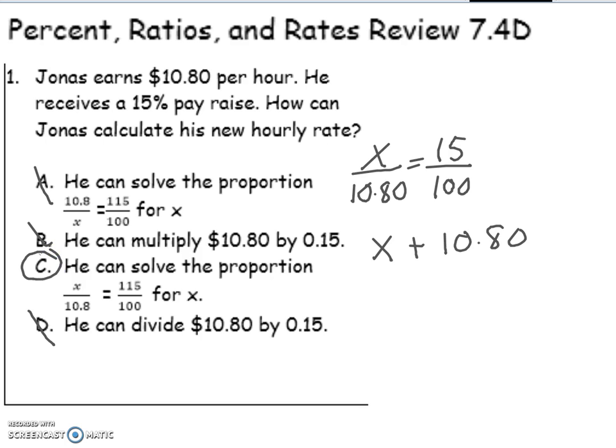Now what they did was they did the addition first. So they added and came up with the 115 over 100 equals x over 1080. All right, so this is just a different way to solve it, but this is typically how we solved it in class. Okay, let's look at number 2.